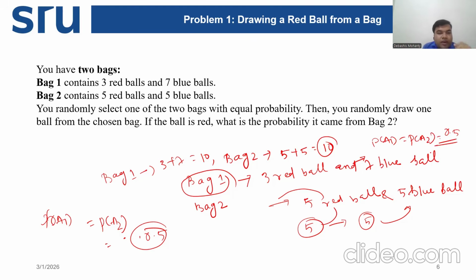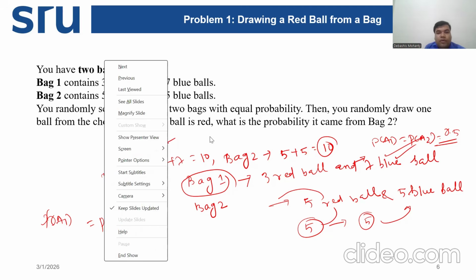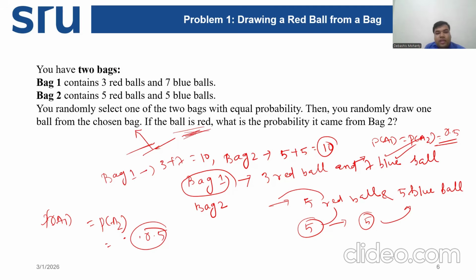After that, what is being asked? You randomly select one of the two bags with equal probability, that is 0.5. Then you randomly draw one ball from the chosen bag. Now, if the ball is red, what is the probability that it comes from bag two? Try to understand this concept.